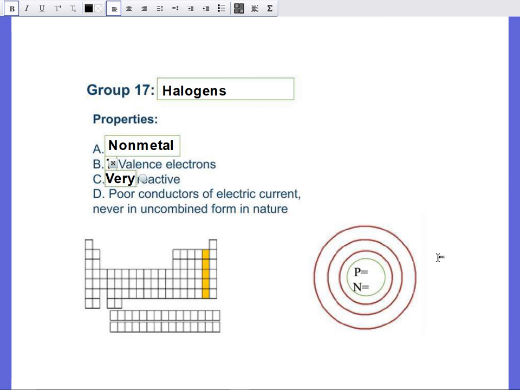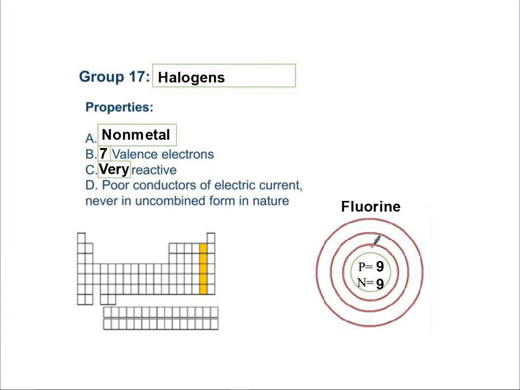So we could draw in fluorine or chlorine. We'll draw fluorine. That's that first element on the top. And fluorine has 9 protons and 9 neutrons. It has 2 electrons in the first level, 7 in the outside. You're 1 away from getting to 8. So the reason it's very reactive is it is very simple to just add 1 more electron into that cell.